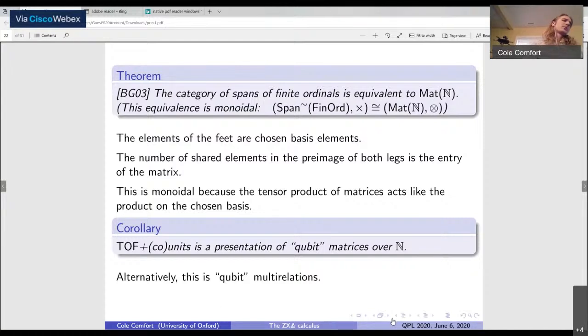Because full subcategories reflect limits and colimits, you get immediately that adding units and counits to TOF gives a presentation for qubit matrices over N. You can think of this as qubit multi-relations as well. Relations are like matrices over the Boolean semiring. This is just matrices over the natural numbers.